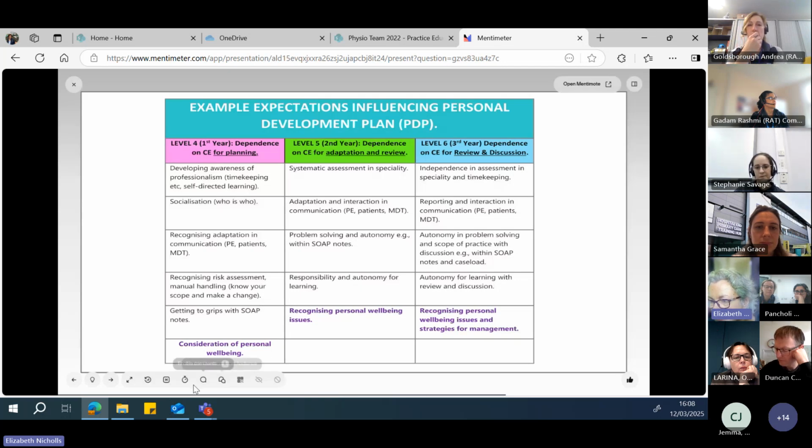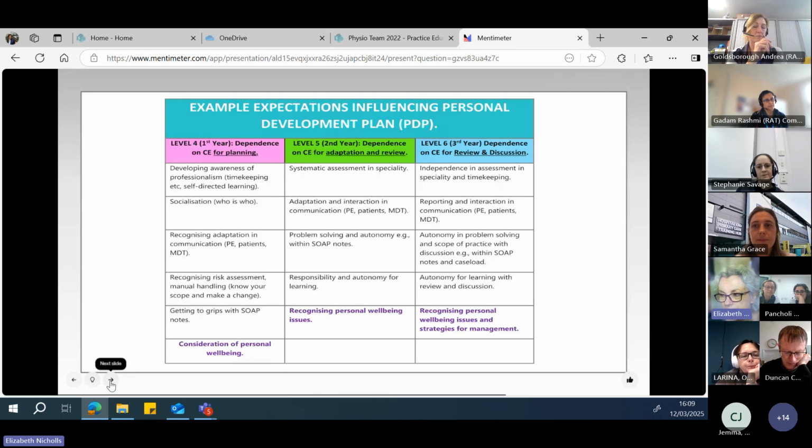And obviously getting to grips with the SOAP notes. Recognizing risk assessment. Now, we've covered that from a very theoretical basis, and as I say, we have that lovely physio skills module, but again, that's going to vary very much depending on the area that you work with. And the CPAF will focus on the students' ability to come to terms with that.